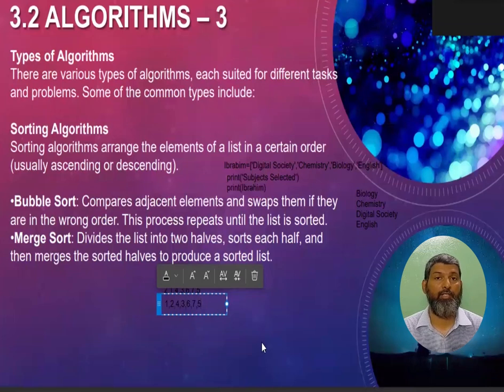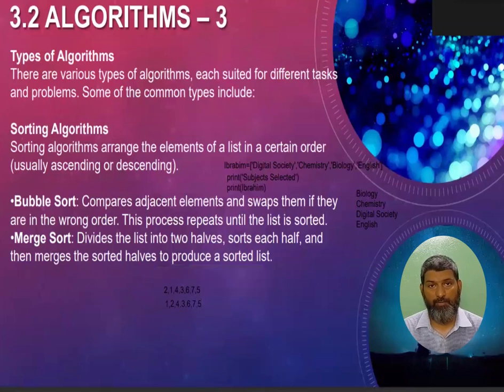This is the first pass. How did you do this? Yeah, this is the question. You compare these two values. See, you compare these two values.